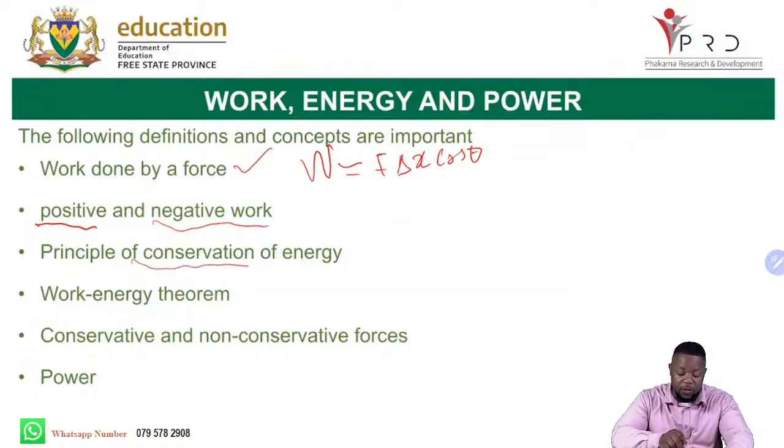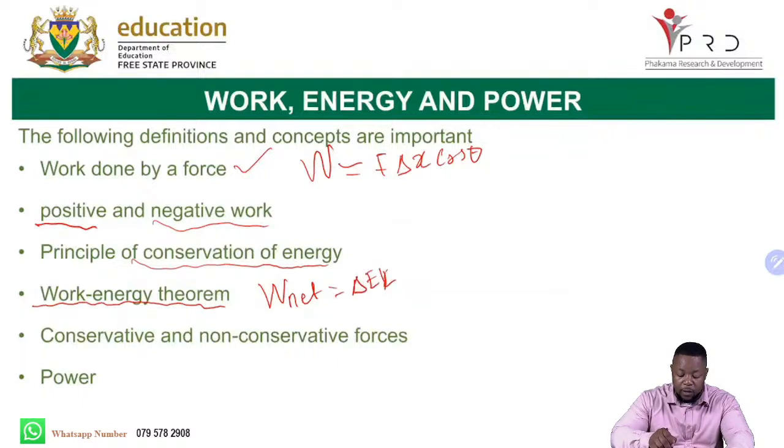The principle of conservation of energy is very important to revise. And the work energy theorem: you must be able to state the work energy theorem, identify the formula, and also be able to use the formula. There will be 1 mark awarded for copying the formula as it appears on the data sheet, and also for being able to use the formula.